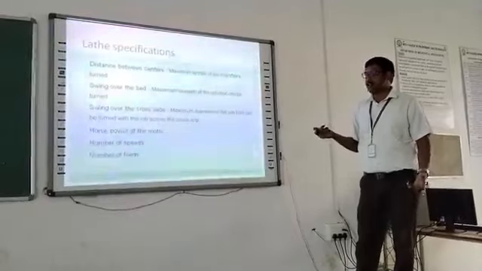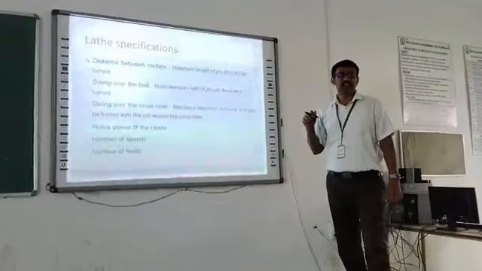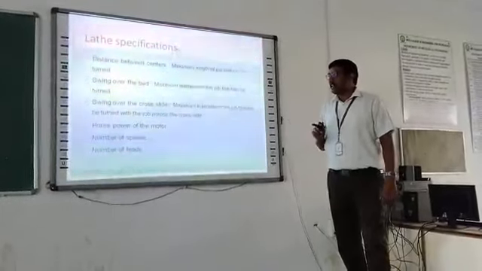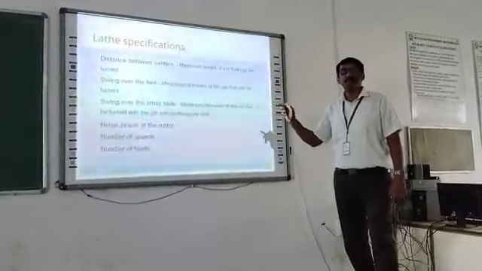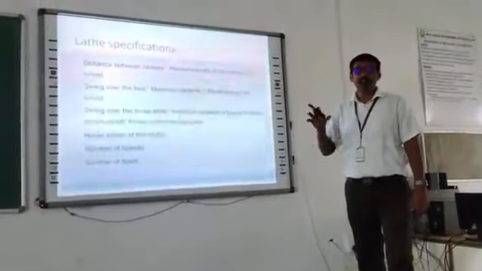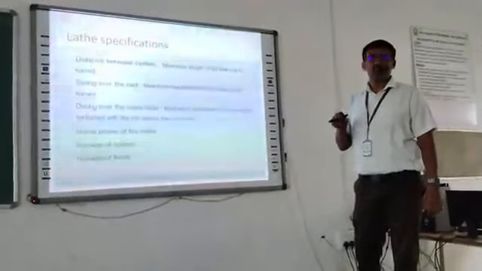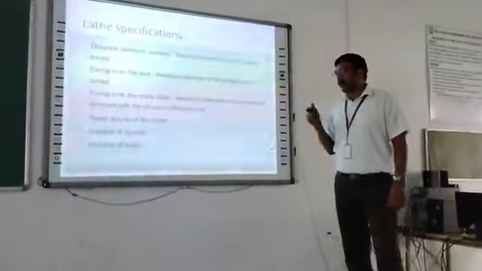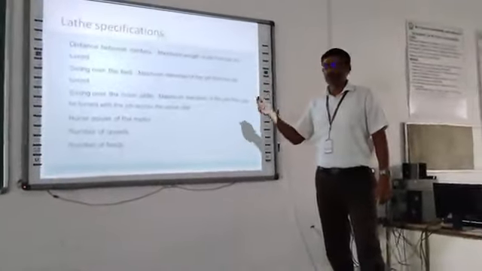Next one is the horsepower of the motor, the power given to the motor, in terms of HP. Next one is the number of speeds, which can normally be used for threading operations. This can be changed by using the gear. Next one is the number of feeds. This can also be changed by using the feed drum.